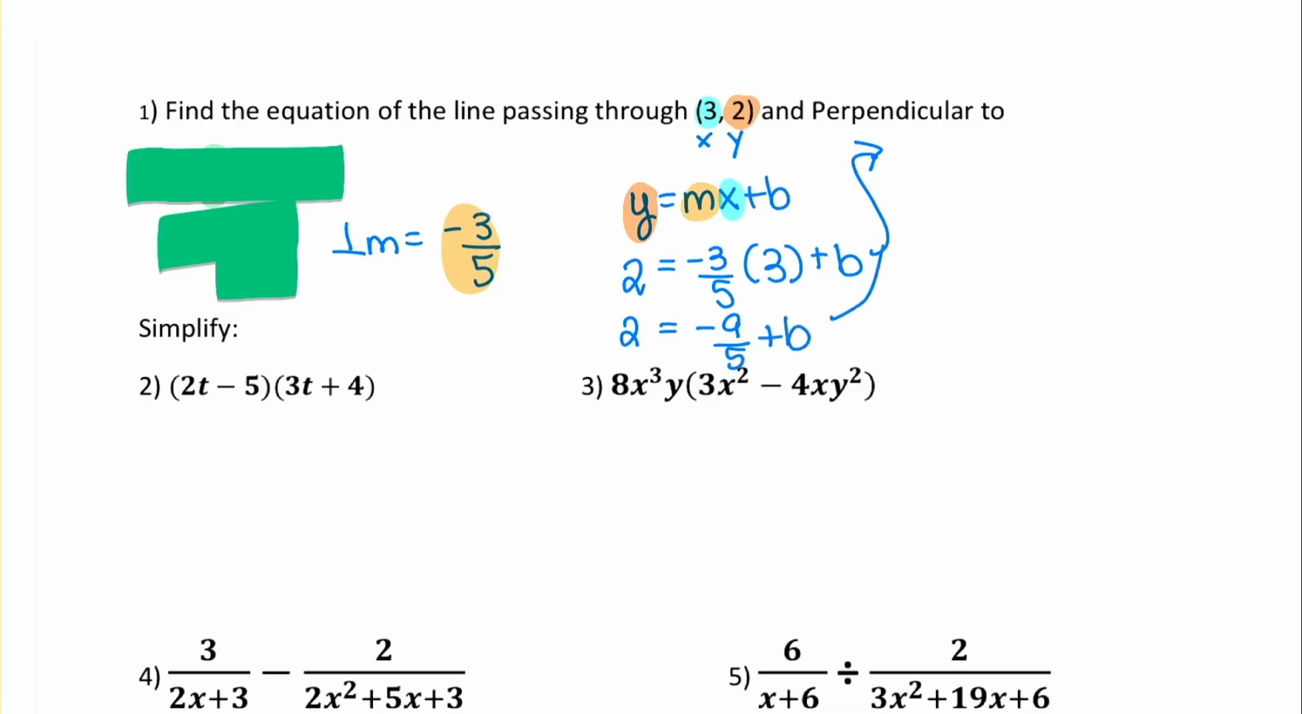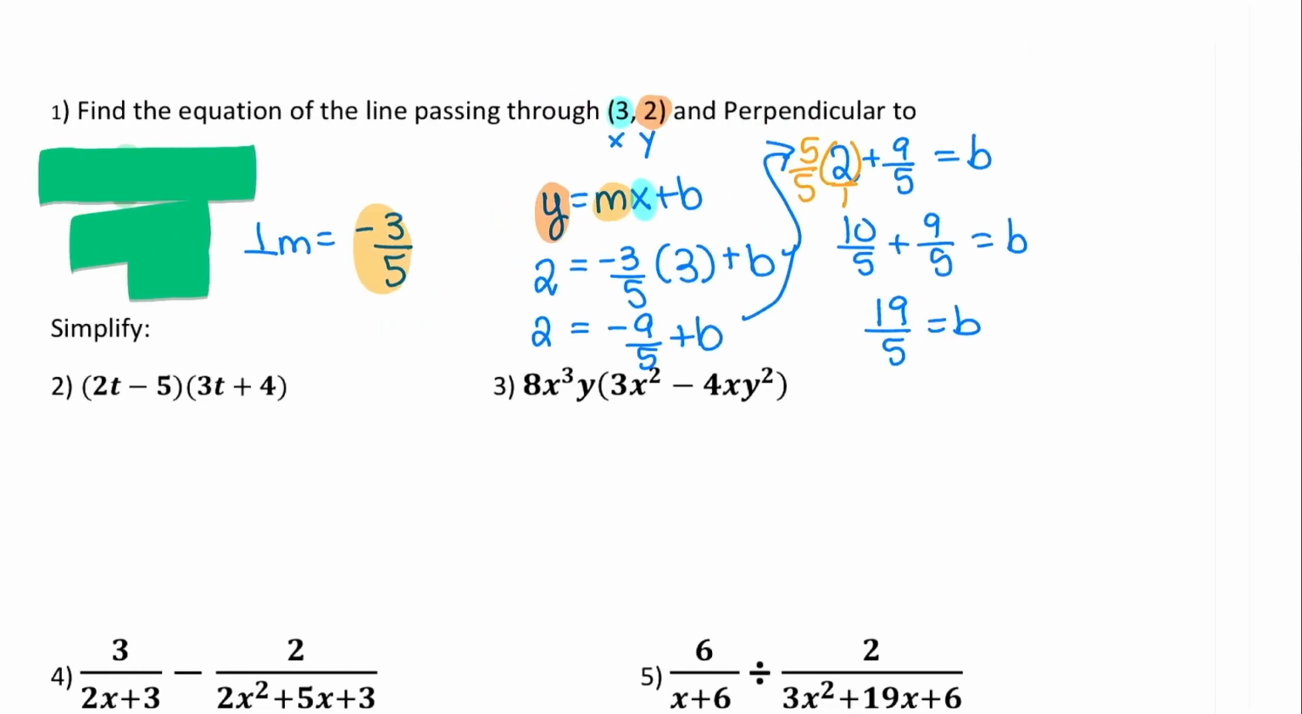And then we're going to add over the 9/5. So we're going to have 2 plus 9/5 equals b. In order to add these together, we have to get a common denominator. So we are going to multiply 2 by 5/5. And this is really like 2/1. So it's going to be 10/5 plus 9/5 equals b. So we're going to have 19/5 equals b.